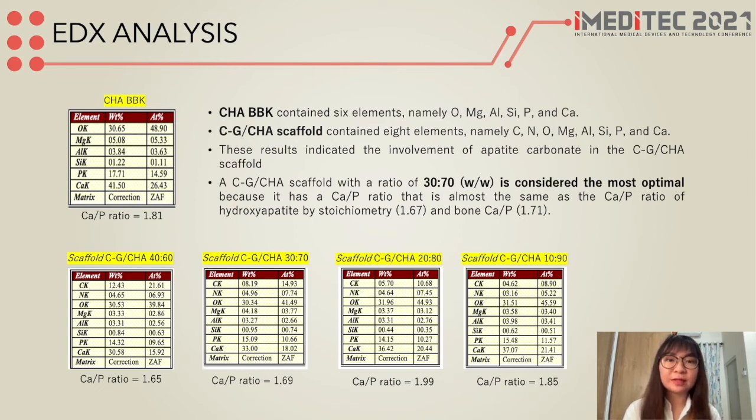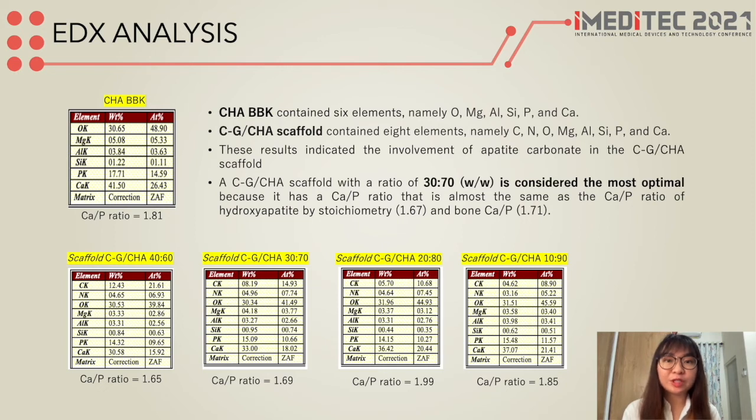The calcium-phosphate ratio was calculated using the atomic percentage of calcium and phosphate, which were obtained from the EDX analysis. Carbonate hydroxyapatite on the scaffold plays a role in attracting calcium and phosphorus ions to induce osteogenesis. The calcium-phosphate ratio of adult bone tissue is 1.71 and that of hydroxyapatite is 1.67. It is considered the most effective ratio for bone regeneration. In this research, it was found that carbonate hydroxyapatite has a calcium-phosphate ratio of 1.81.